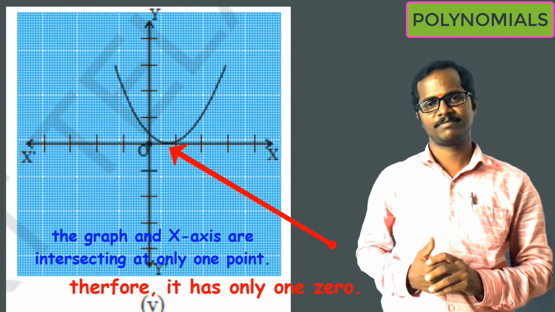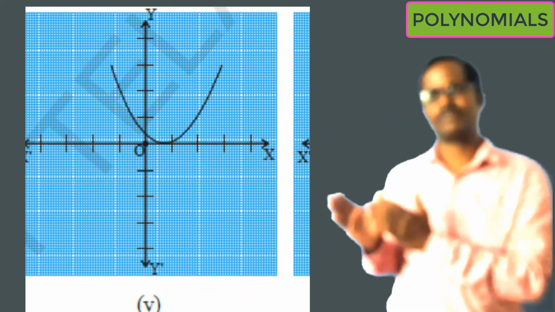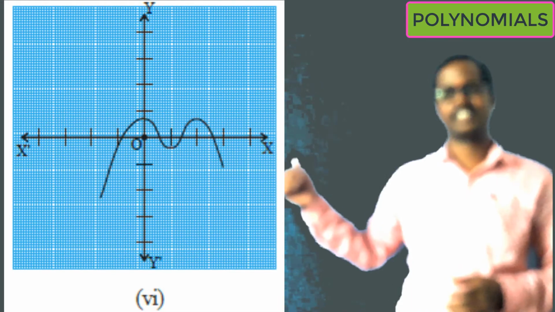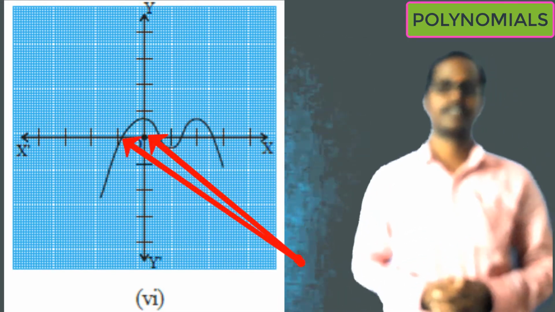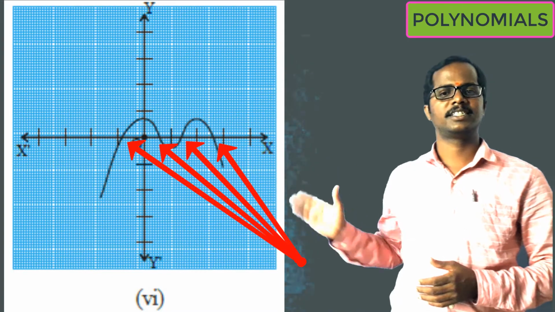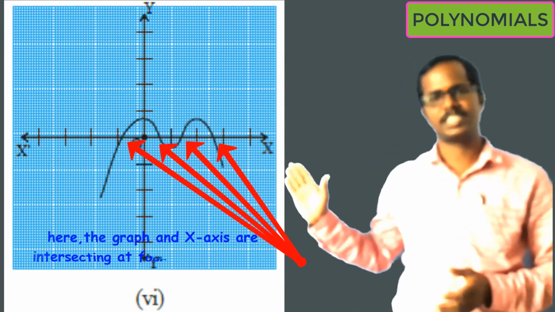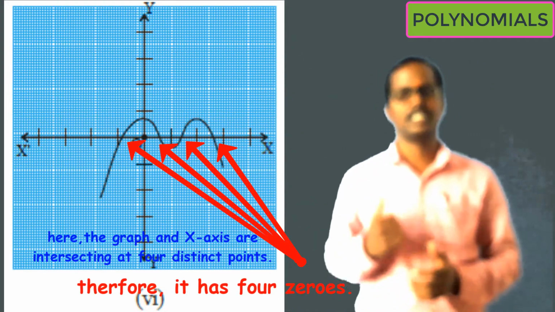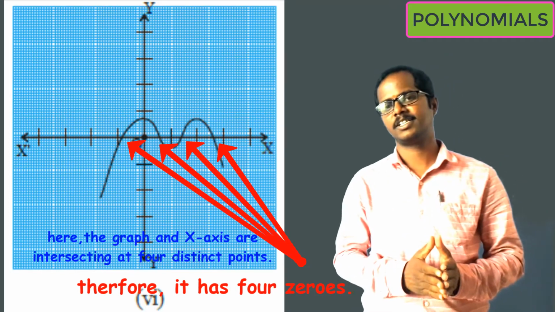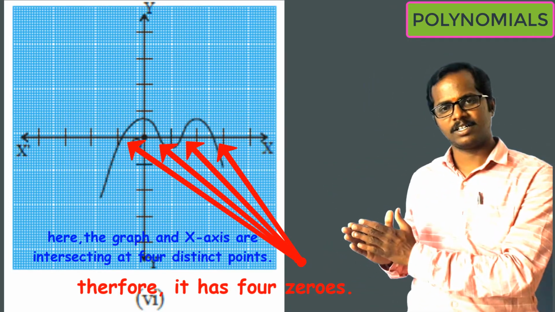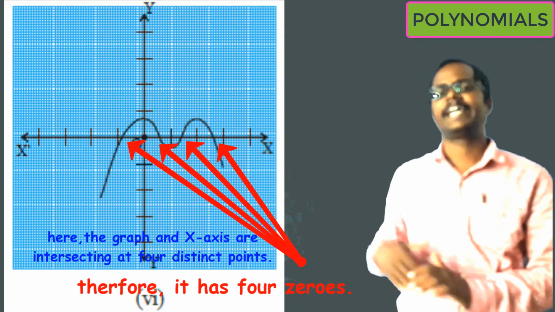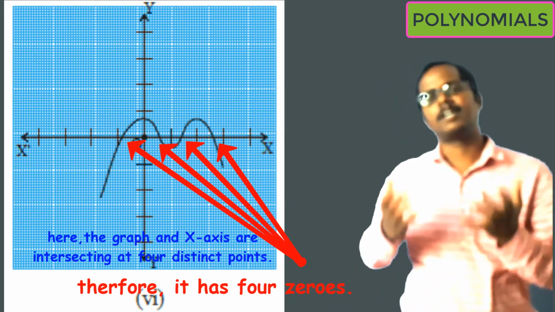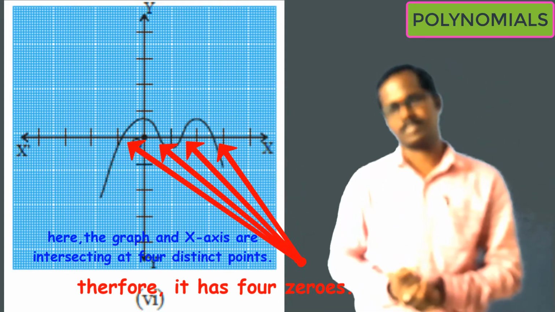Now the last graph in the first problem. If we observe this graph, this curve is intersecting the x-axis at 4 distinct points. At how many points is it intersecting the x-axis? At 4 distinct points. So the number of zeros of this graph is 4. So like this, by simply observing the intersecting points of the x-axis and the graph of the given polynomial, we can say the number of zeros of the given polynomial.